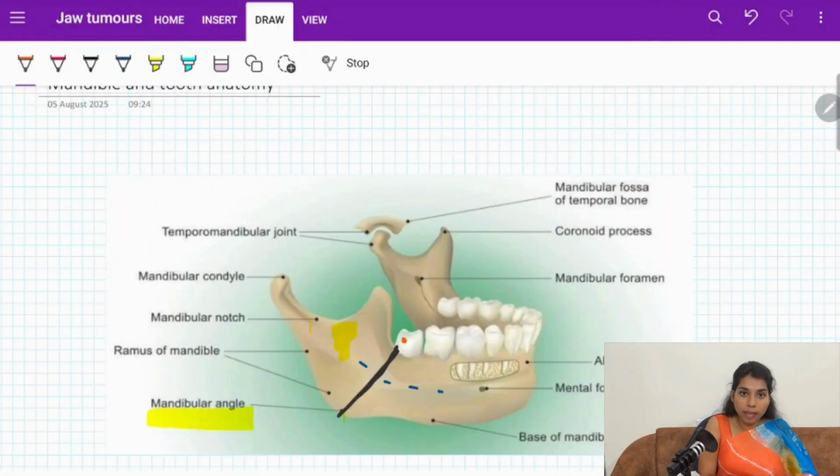The body of the mandible is further divided into the base of the mandible and the alveolar processes. The ramus of the mandible ends in a mandibular condyle, which in turn articulates with the temporal bone, forming temporomandibular joint. There is an important nerve known as inferior alveolar nerve, which is a branch of V3 division of trigeminal nerve. V3 division is nothing but the mandibular division of trigeminal nerve.